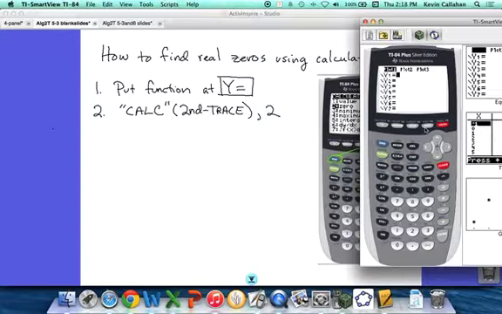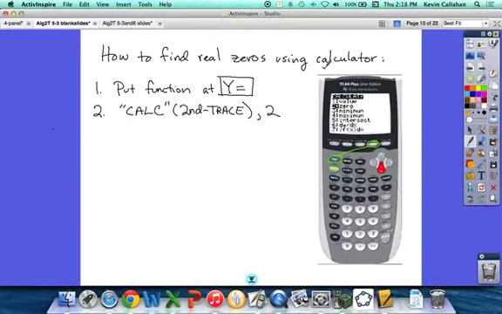If you already think you know how to find zeros by just using the trace key and letting it get close, that is not going to be good enough, right? That is not good enough. You have to do what we're doing here today. And here's what we're doing today. First, you all should have already put your function at the y equals. That's how you got the graph we looked at on the last slide.